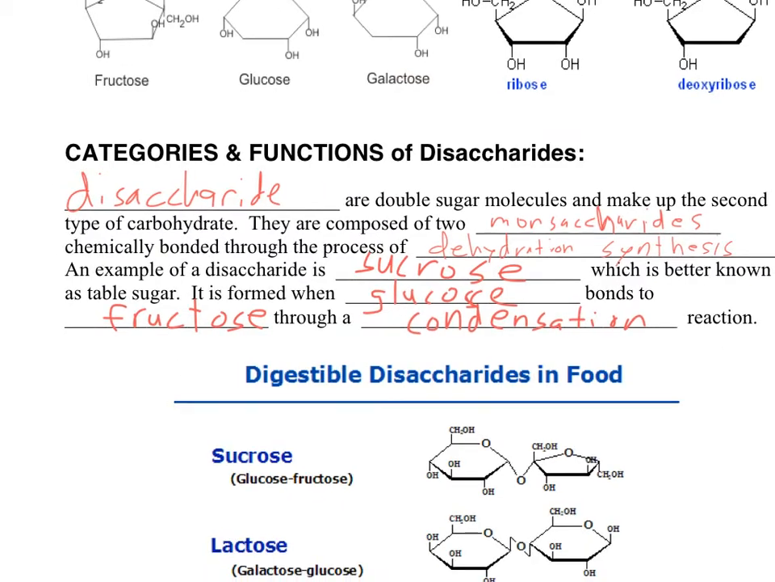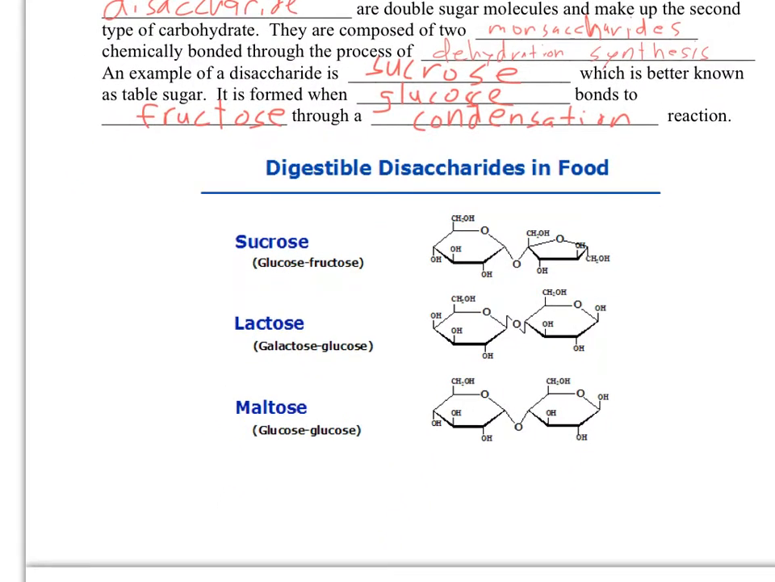All right, here is a diagram of the 3 disaccharides that you're going to be responsible for knowing. And look, it even tells you what makes up each one. Now, what do we know they all have in common? Well, they all end with those, but they all have glucose as part of them, right?